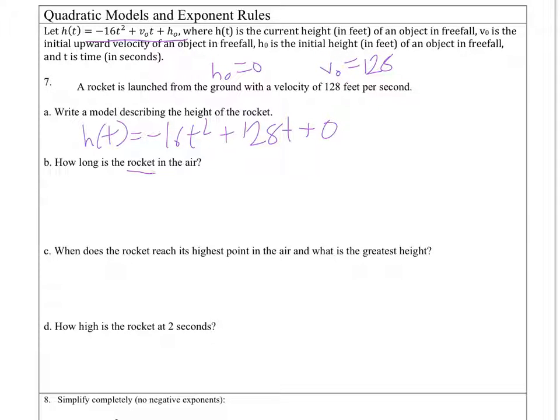How long is the rocket in the air? In the air means that it's not back to 0. In other words, I'm going to find my zeros or find my roots. These things look like this as far as their path. We know my initial 0 is at 0. We've got to figure out what that second number is.